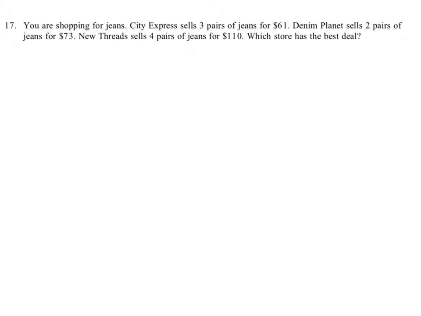Okay, shopping for jeans. Express sells 3 pairs of jeans for $61. We're going to set this up as a proportion. Okay, $61. Oh, and by the way, let's say City Express. Let's just write it as City Express. City Express is $61 for 3 pairs of jeans.